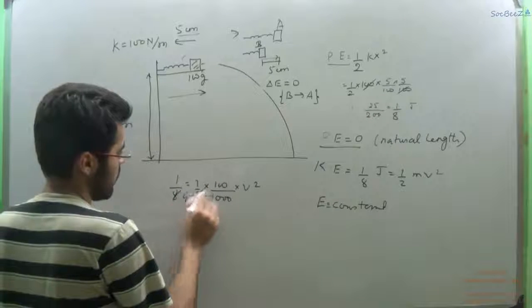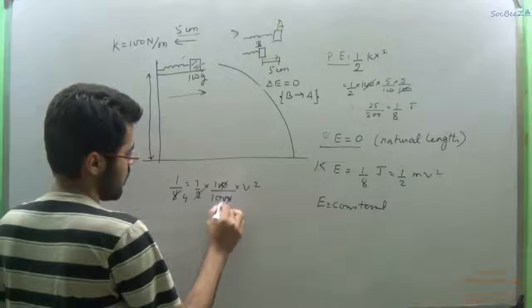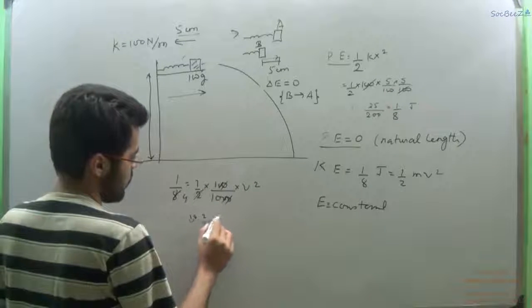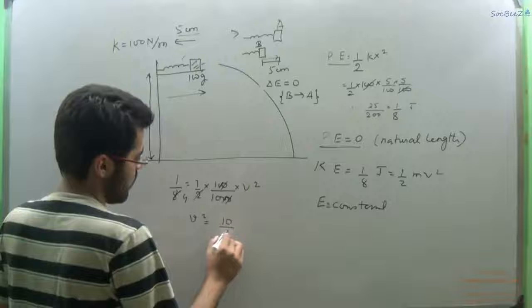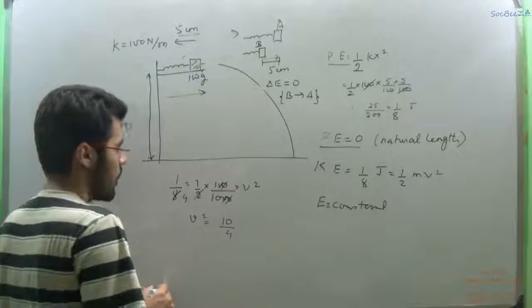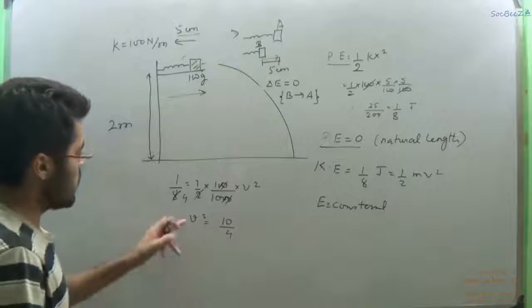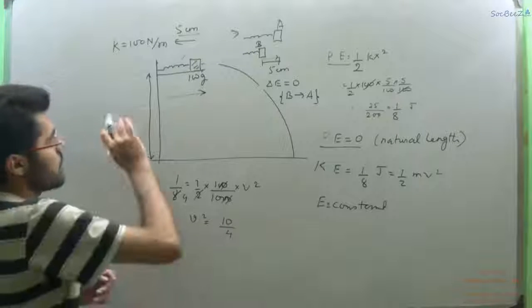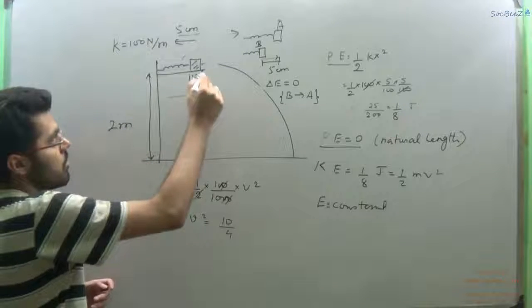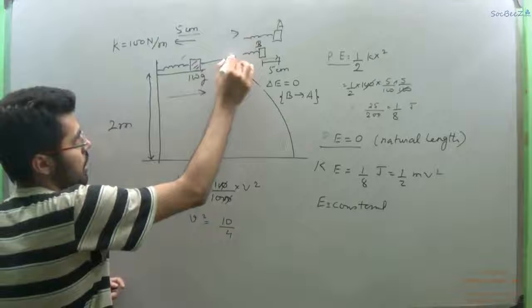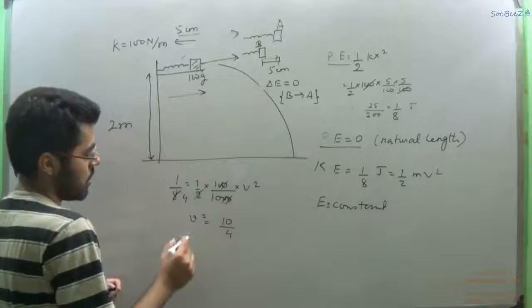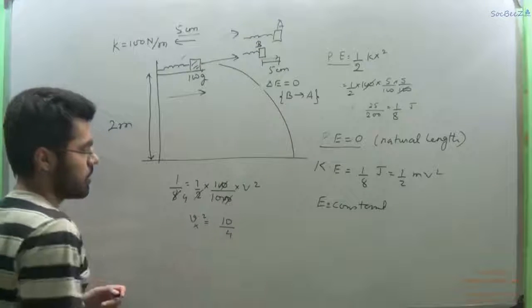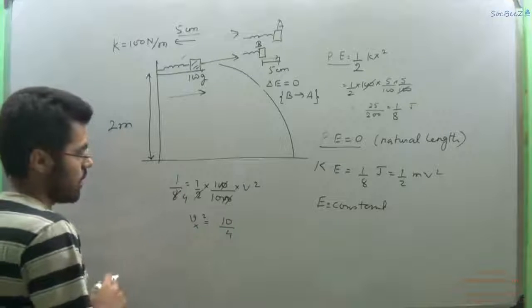So it means v square equals 10 by 4. So what is this velocity? What is the direction? The direction is totally horizontal. So at this point you see this velocity is horizontal. So basically it's Vx at that point.